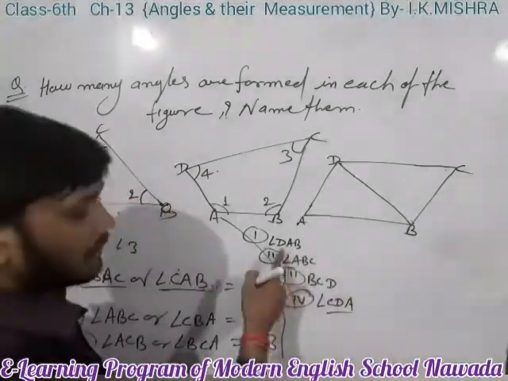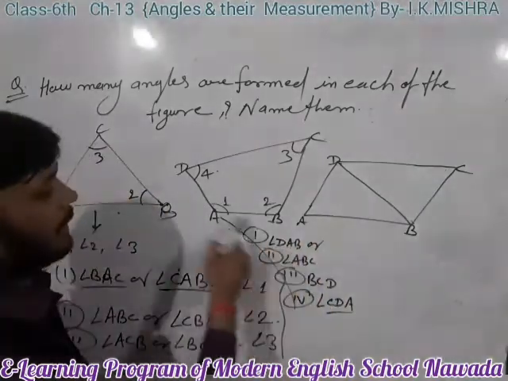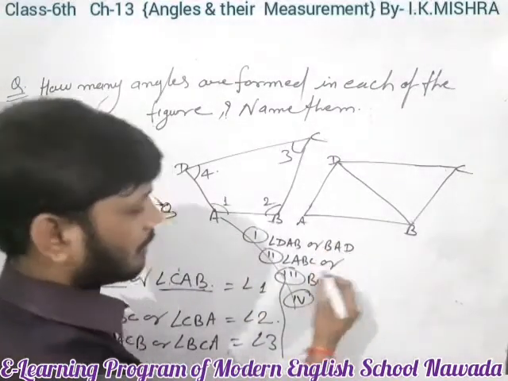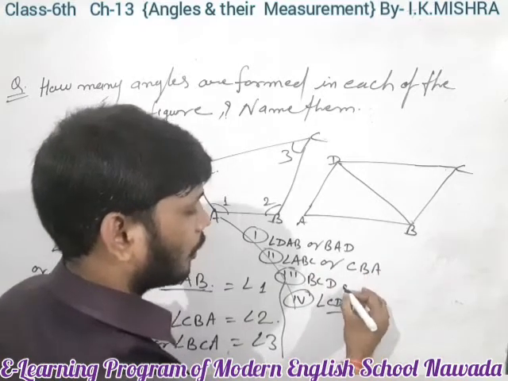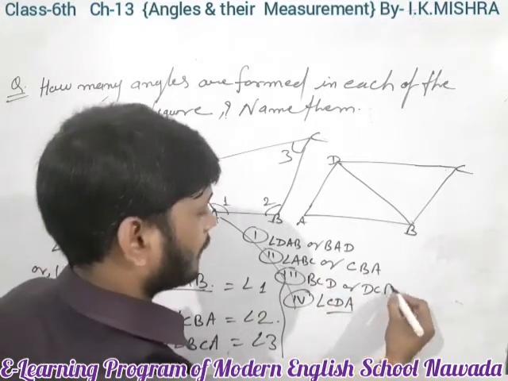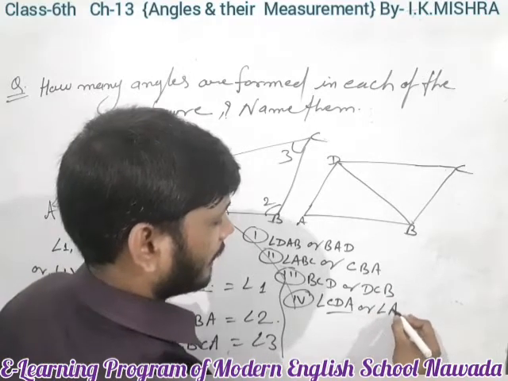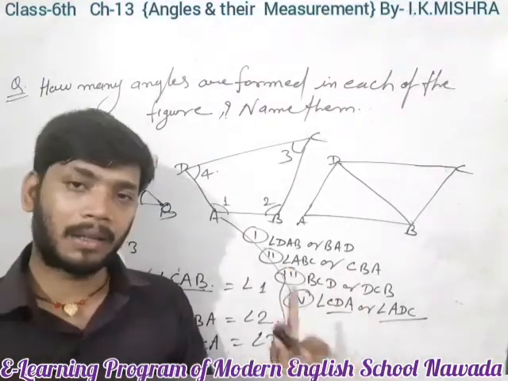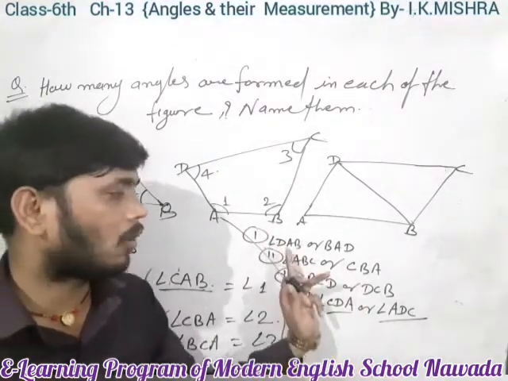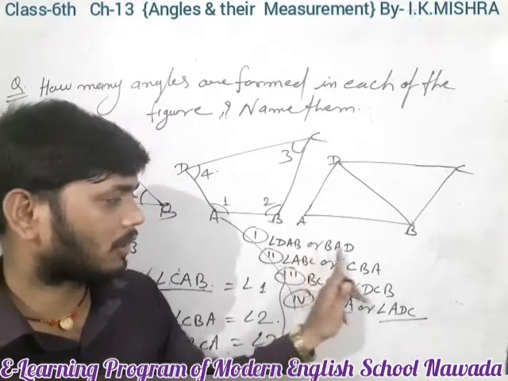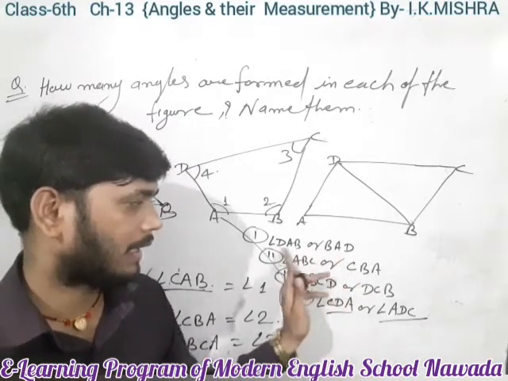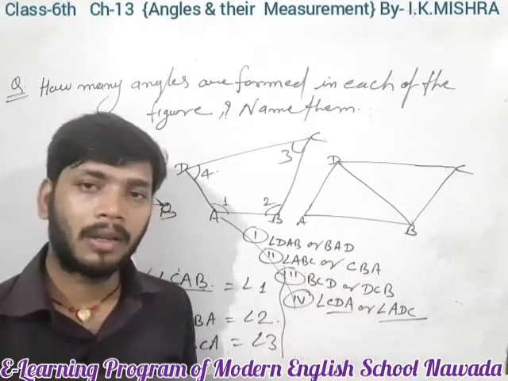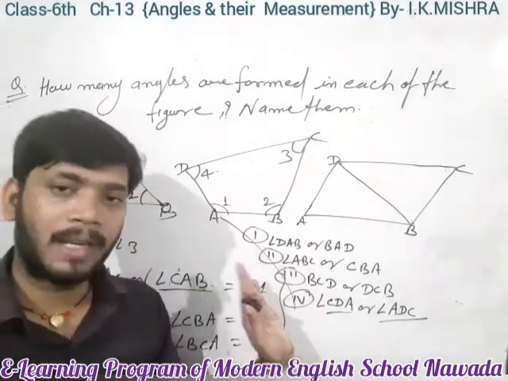Students, you can write this name as DAB or BAD, or CBA, or DCB, or ADC. Students, always observe when you write, in any way, the vertex is always in the middle. In this one the vertex in the middle is A, and here also the vertex is always in the middle. So students, you can write the names of the angles this way.